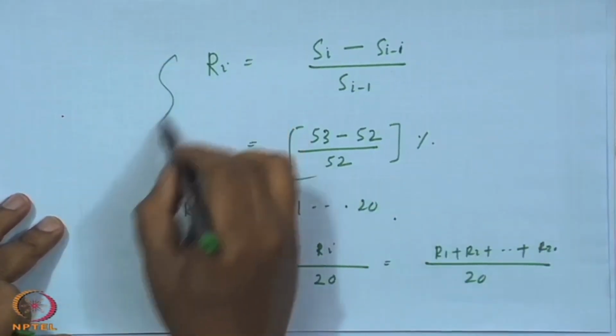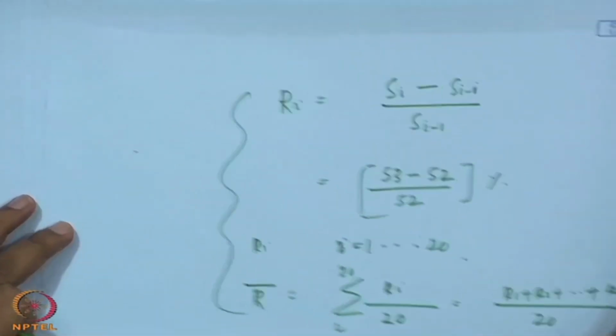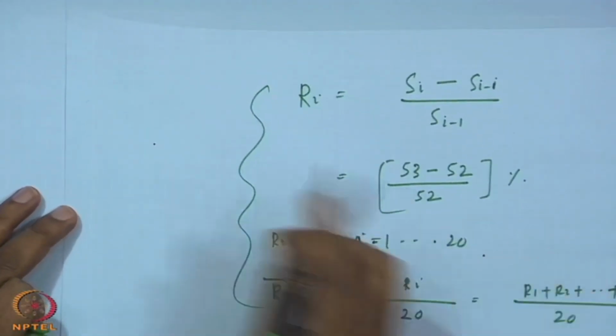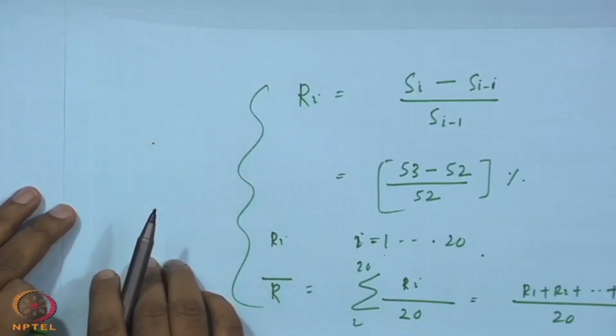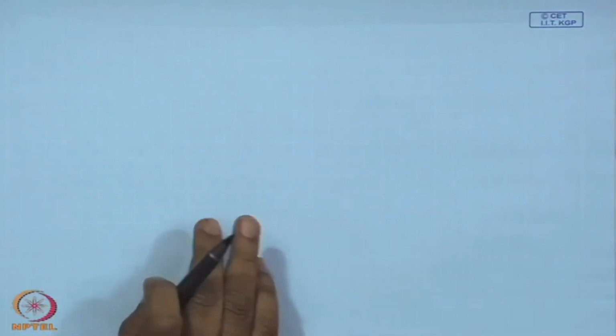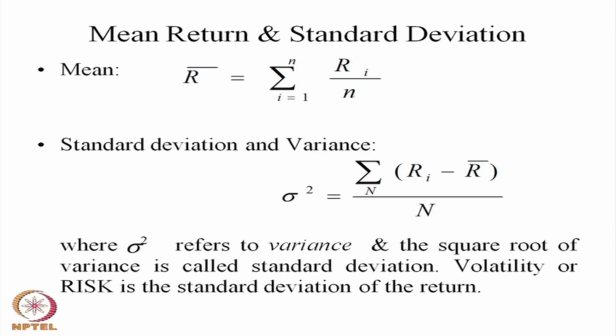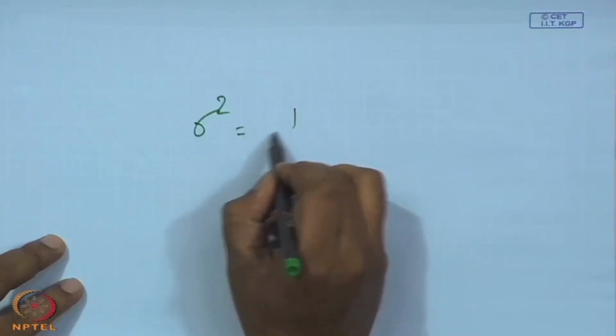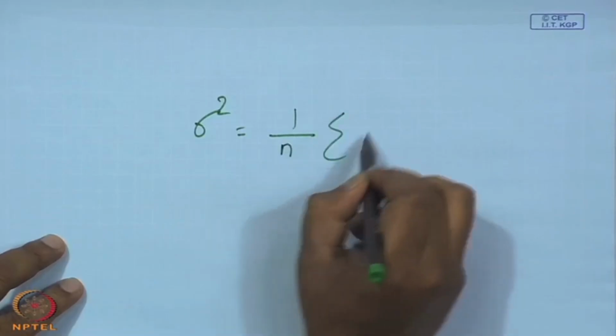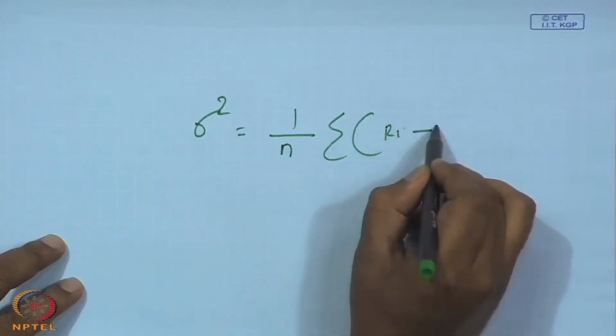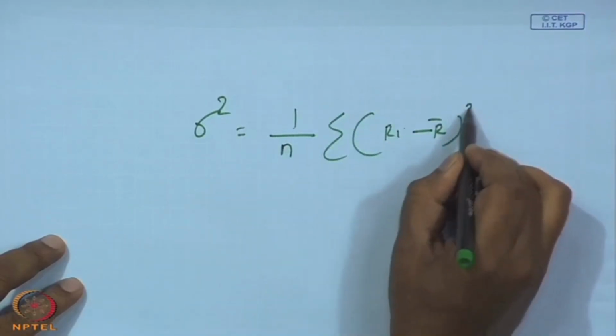Similarly, in value at risk we also need the standard deviation of return. After getting the mean return, you have to calculate the standard deviation of return. The standard deviation of return is derived from the variance of the series. The variance, as we know, is 1 by n times the sum of the squares of the individual return minus the mean return.